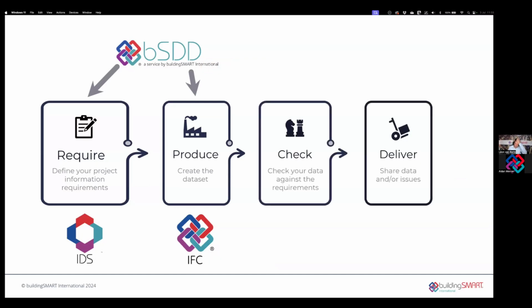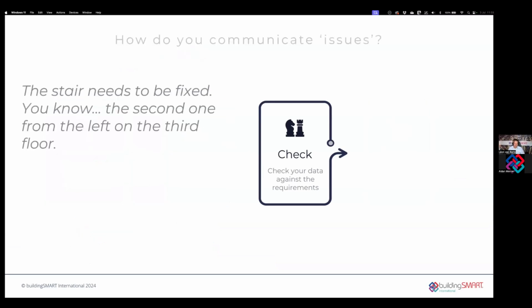Just to finish up the workflow a little bit, we've already seen the BCF and documents API flow. This is not a topic of this webinar, but I'll just mention it briefly. If we then do a check between IDS and IFC, or we just do a generic rule check in some kind of tool, and we want to communicate things, typically the communication goes over email. Like the stair needs to be fixed, second one from the left on the third floor, the red one. There are a lot of examples where Outlook or just email is being used, but obviously, just like Excel, this is asking for trouble, specifically with a description like this.